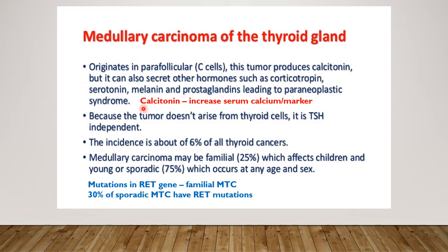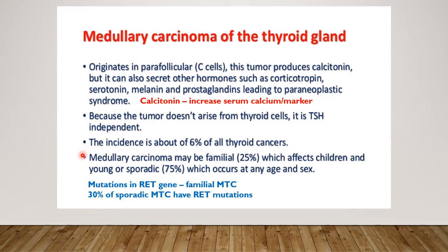The serum calcitonin in these patients is usually higher, and it can be used as a marker in the follow-up of these patients. Because the tumor does not arise from the thyroid follicular cells, it is TSH independent. The incidence is around 5 to 6% of all thyroid cancers. In fact, I think it's much less than 3%.